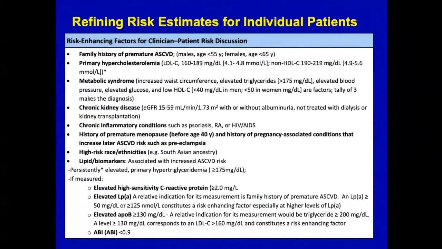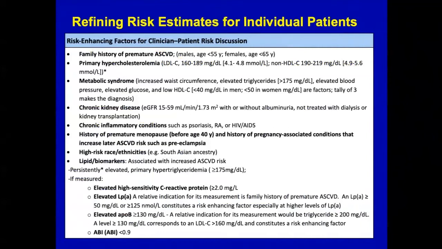For the first time, we're talking about women. History of premature menopause or history of pregnancy-associated conditions, preeclampsia, pregnancy-induced diabetes. For the first time, we are saying that when you're assessing risk of a woman to have a heart attack or stroke, ask about their menstrual history. Ask about their gestational history. And that is the reason, because we know those women have higher risk of events. So if you see somebody at the age of 55, their 10-year risk is 8%, but they had pregnancy-induced hypertension, guess what you should do? Probably start therapy early on.